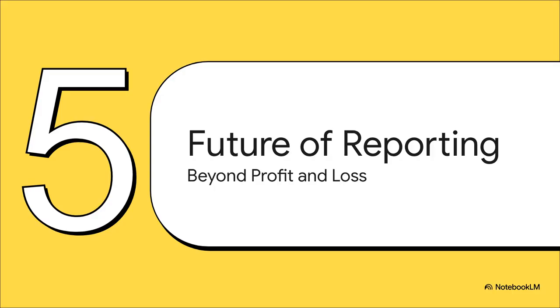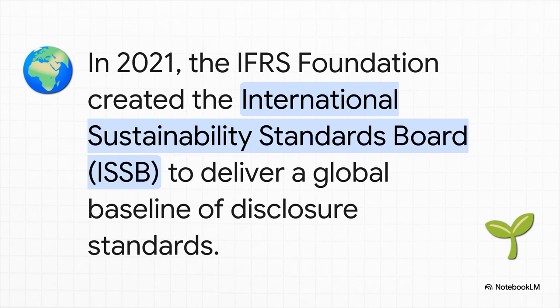So, where is all of this headed? For decades now, this entire blueprint we've talked about was laser-focused on one thing: financial performance. But today, the very definition of performance is getting bigger, and the blueprint has to evolve with it. And here is the next giant leap. In 2021, the very same organization that oversees the global financial rules, the IFRS Foundation, created a new sister board. And its mission? To create a global standard for reporting on sustainability.